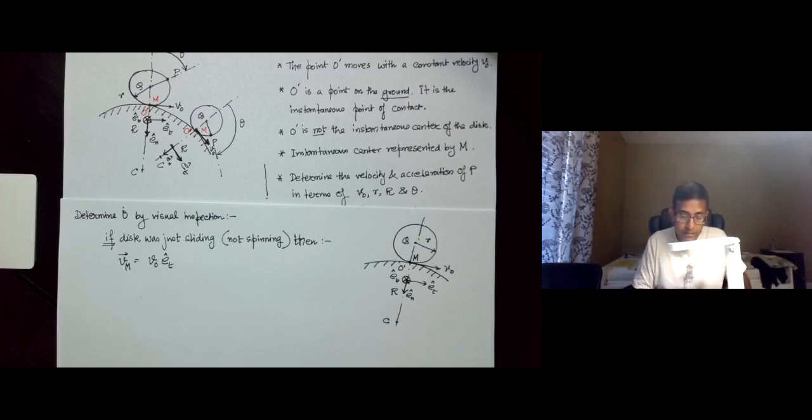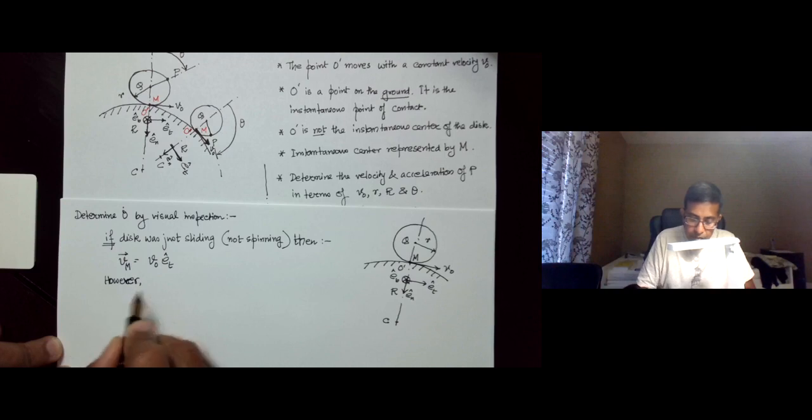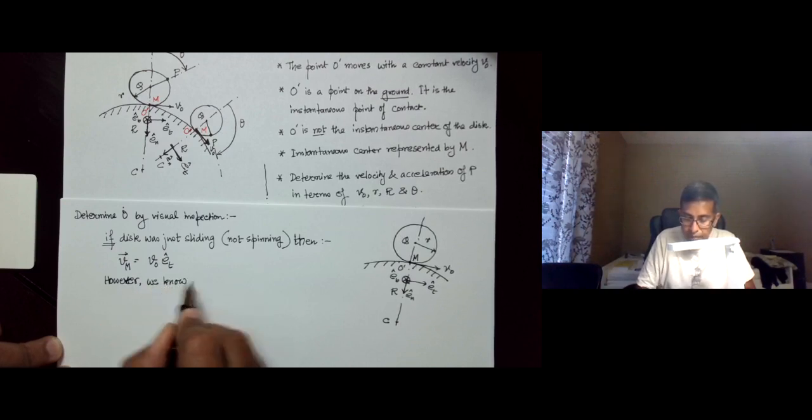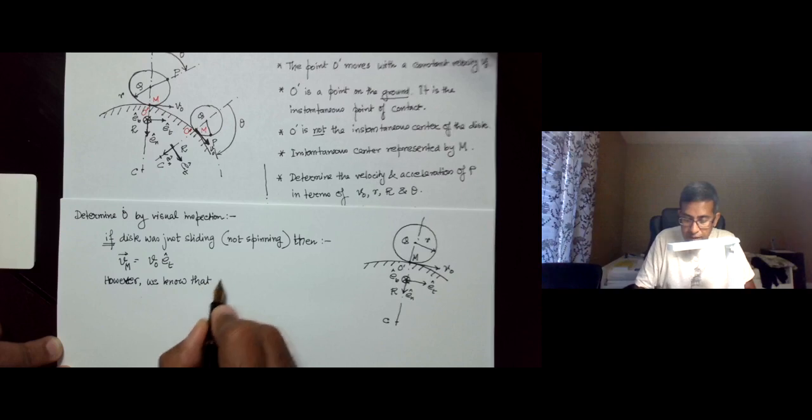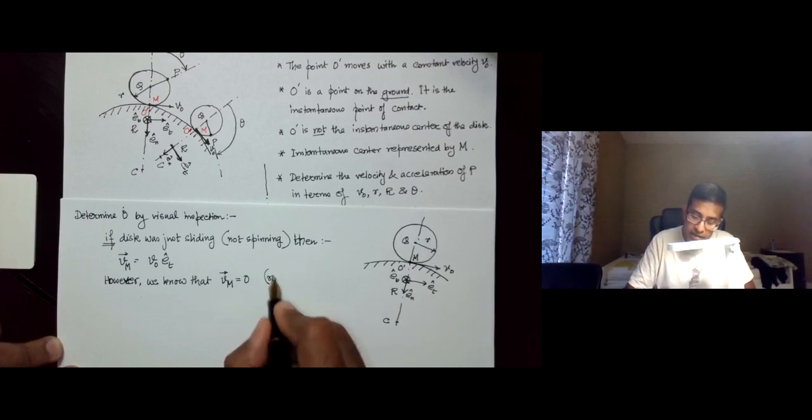However, we know that the velocity of M is equal to 0, because there is rolling without sliding.